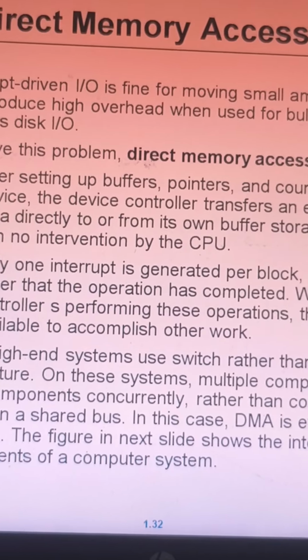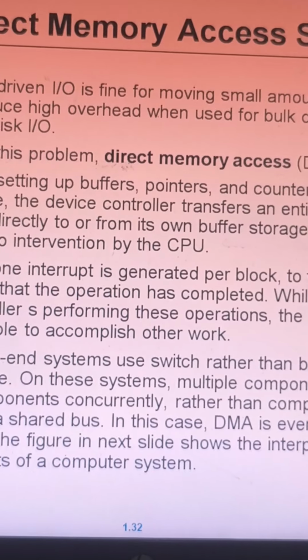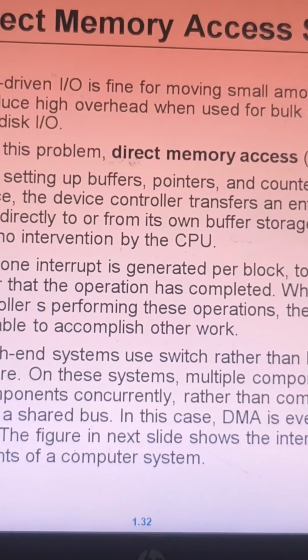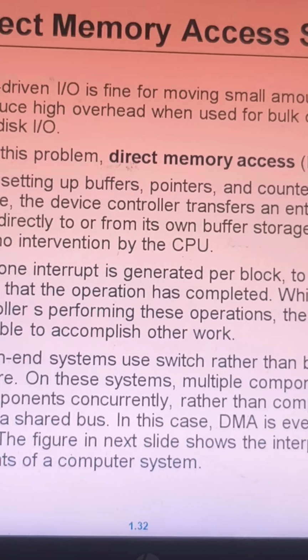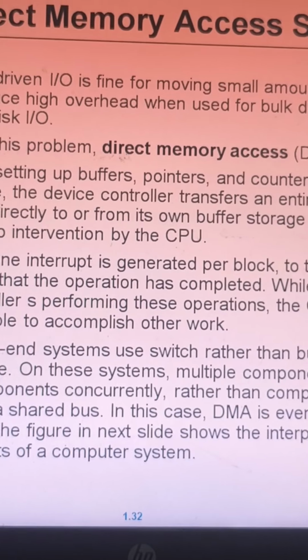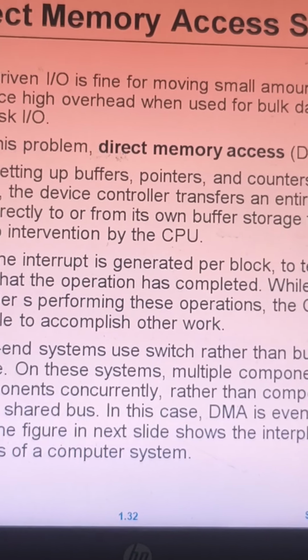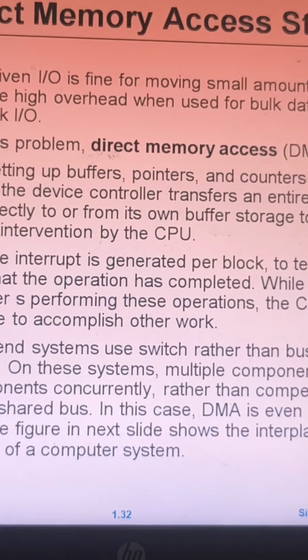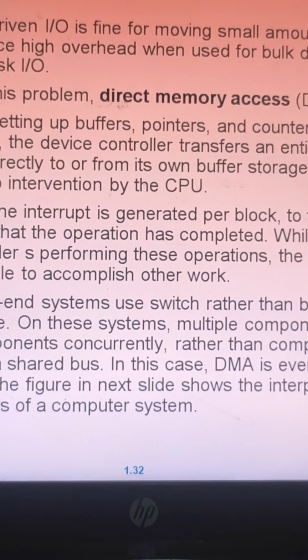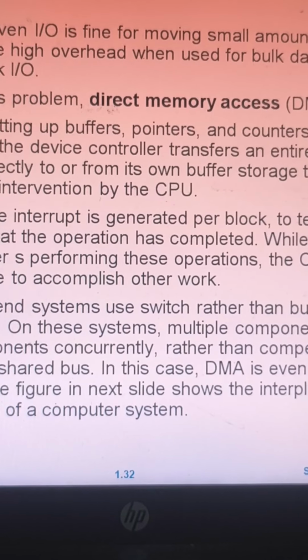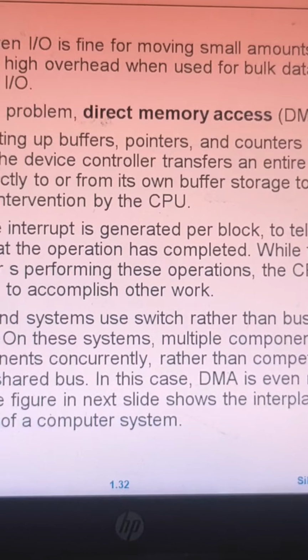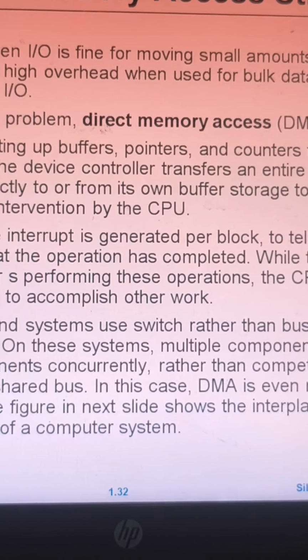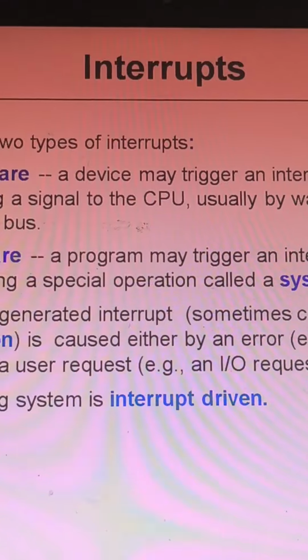In this, after setting up the buffers, pointers and counters for the IO device, the device controller transfers an entire block of data directly to or from its own buffer storage to memory with no intervention by the CPU. Only one interrupt is generated per block to tell the device driver that the operation has completed. While the device drivers are performing these operations, the CPU is available to accomplish other work. Some high-end systems use switch rather than bus architecture.